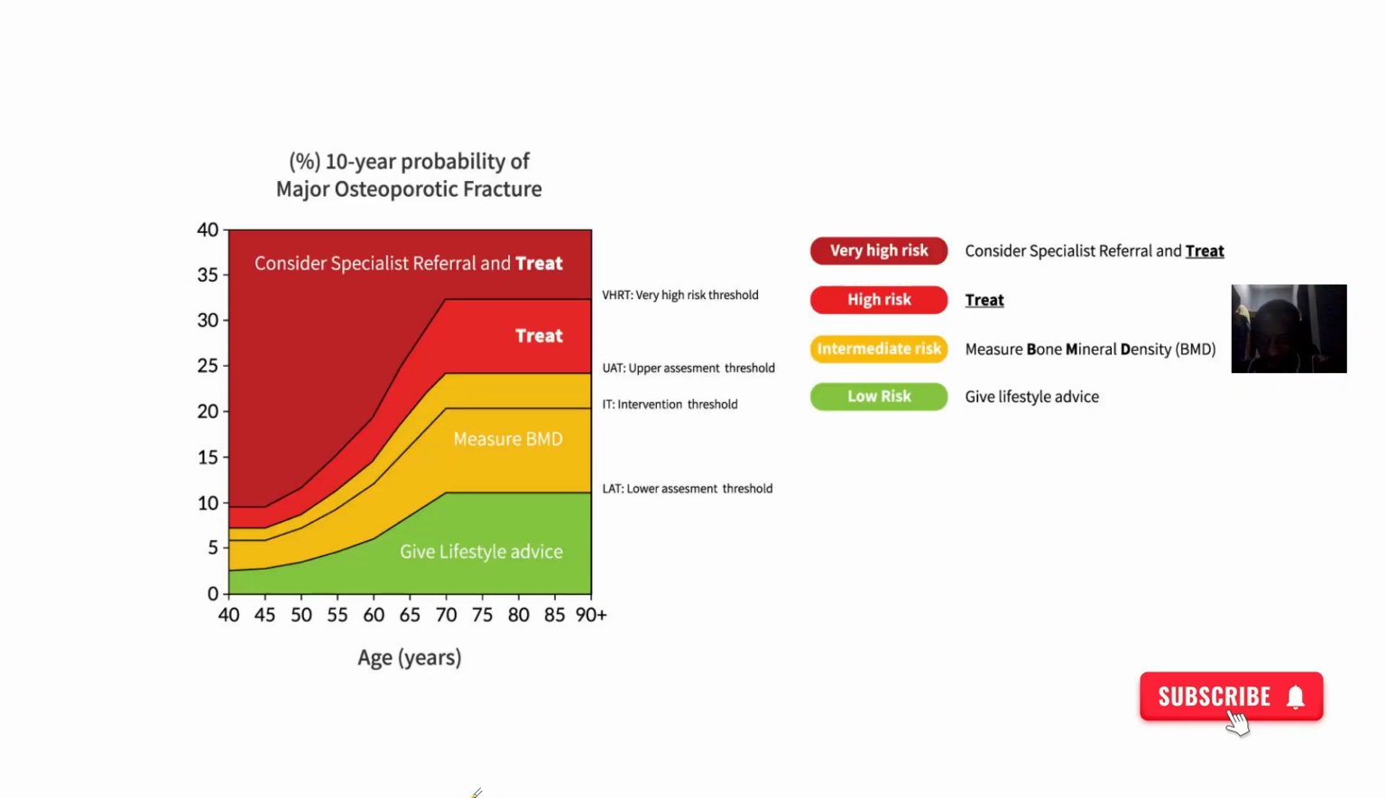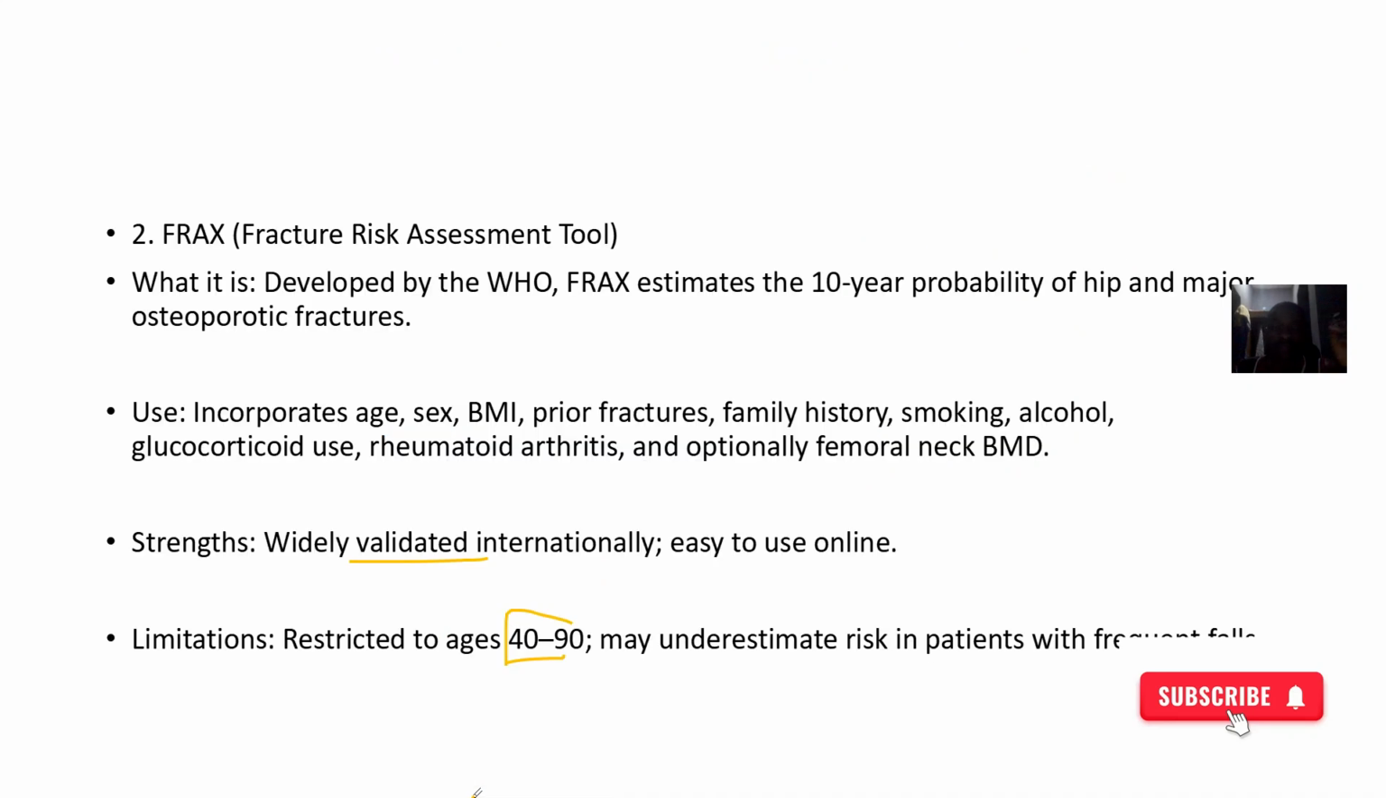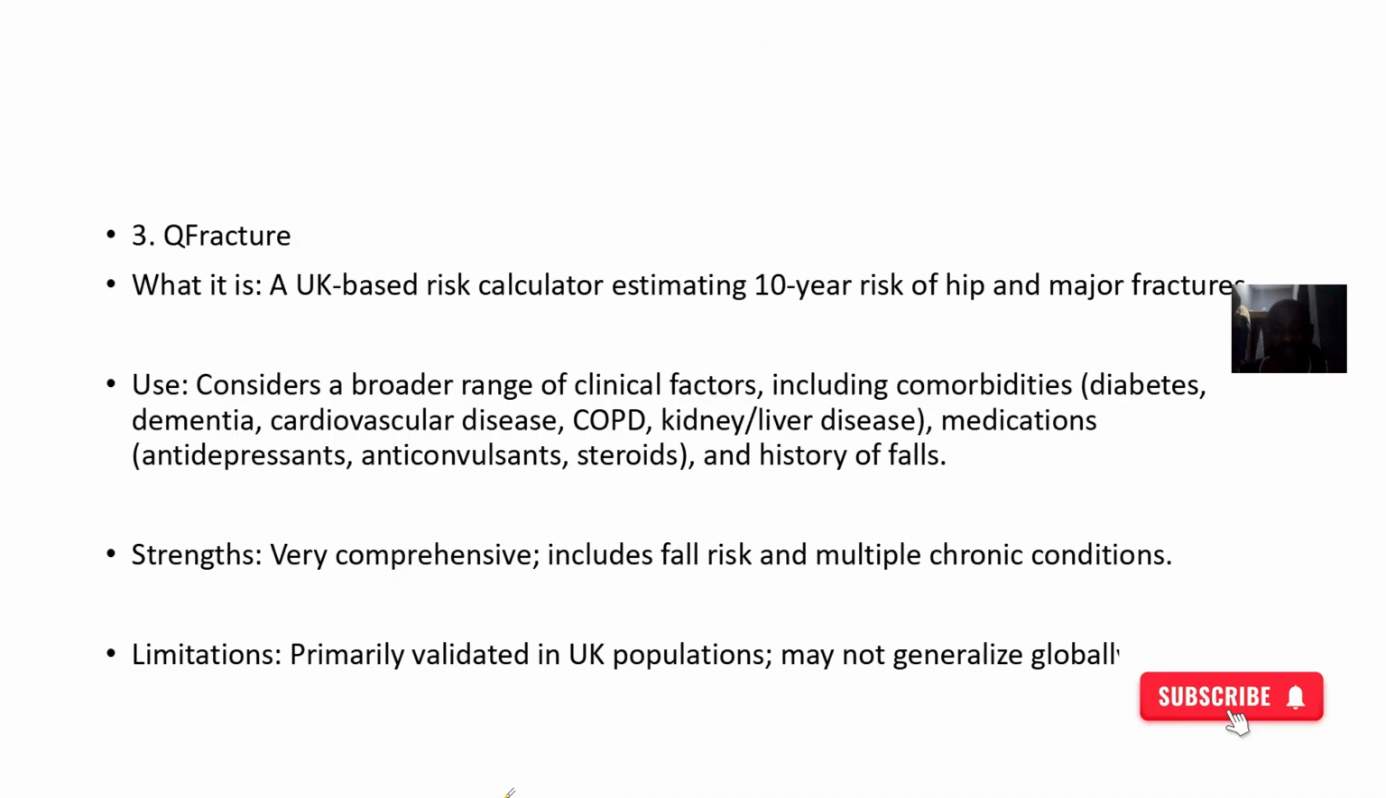So what are the things that QFracture looks at? That's all these questionnaires, a lot of questions, but I'm just trying to summarize. You consider a broader range of clinical factors. It's looking at whether you have other underlying disease conditions that will make it easier for the osteoporosis to progress. So it's looking at if you have diabetes, dementia, heart disease, chronic obstructive pulmonary disease, kidney disease, or liver disease.